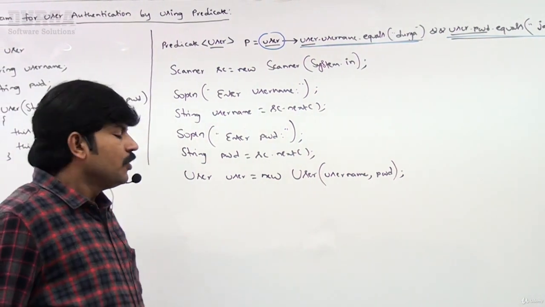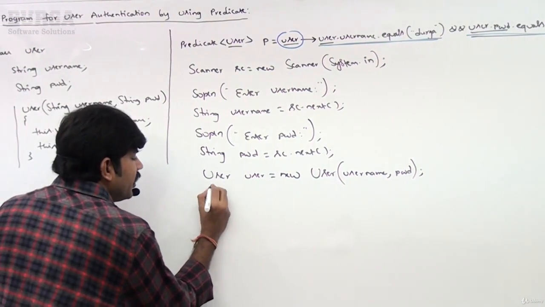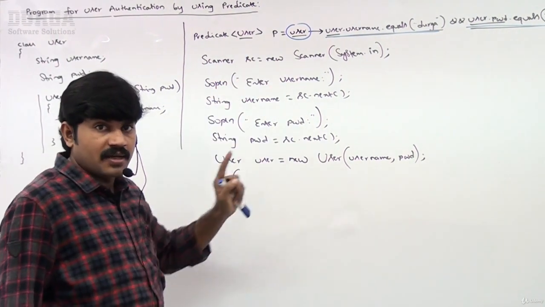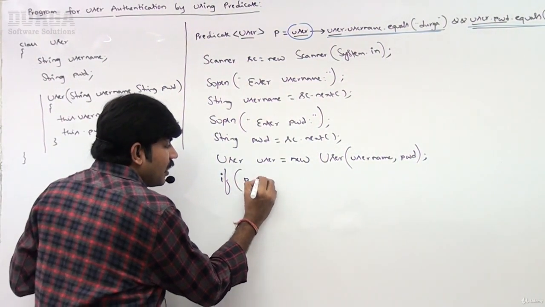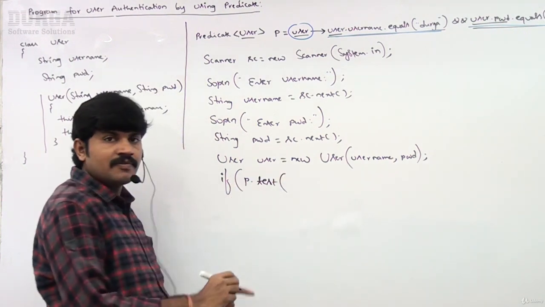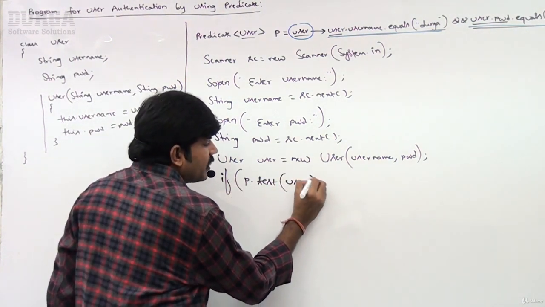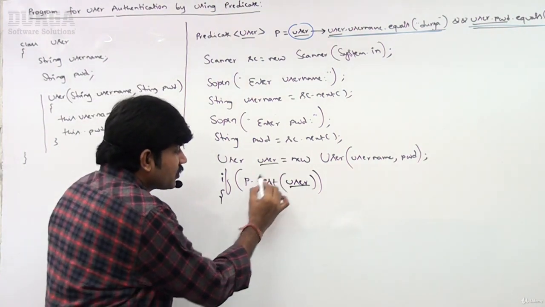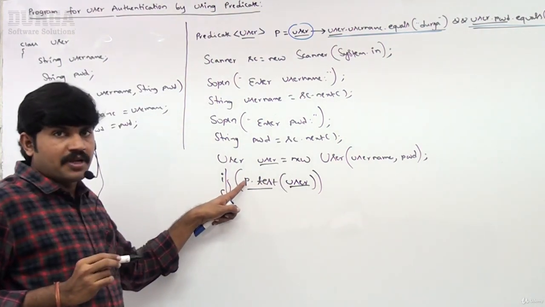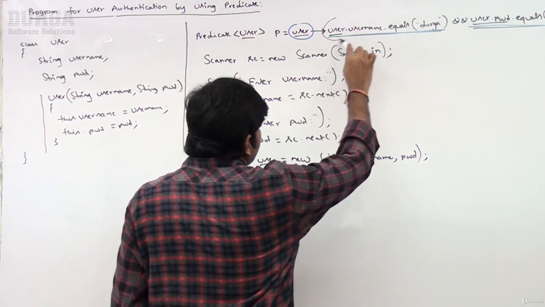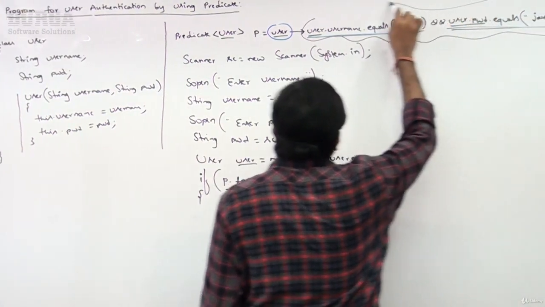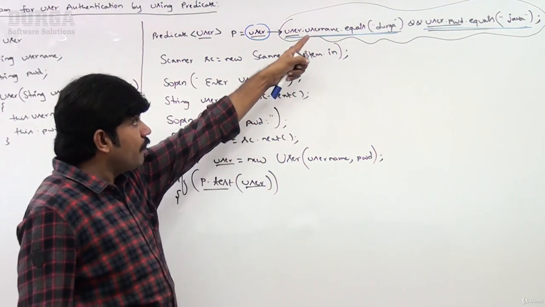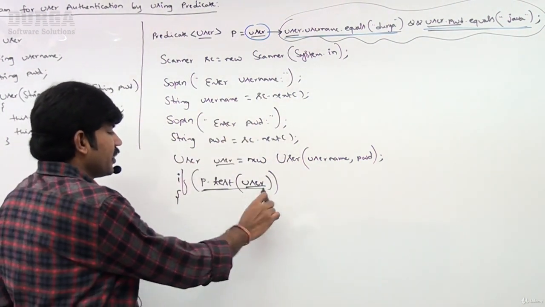The user is ready. Now I want to check, because I already wrote the predicate. I call p.test of, passing this user object. Are you getting it? If you pass this user object as the argument to the predicate, the predicate is going to check whether the username is Durga or not, and whether the password is Java or not. If it is satisfied, it is going to return true.